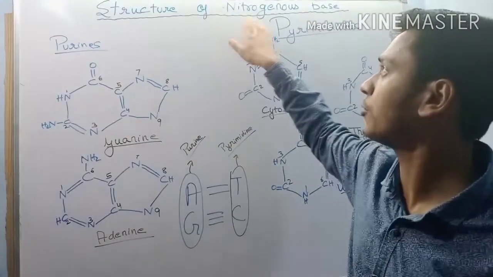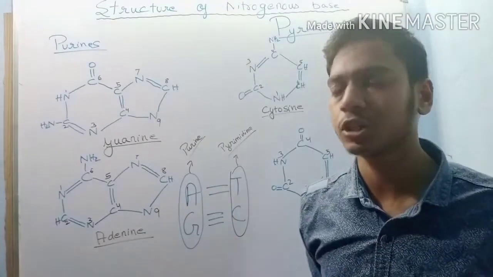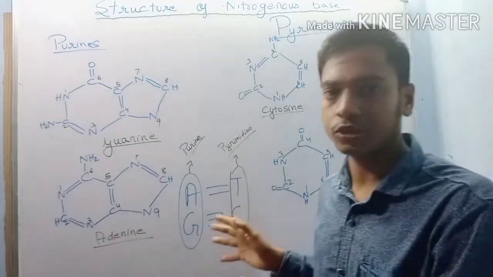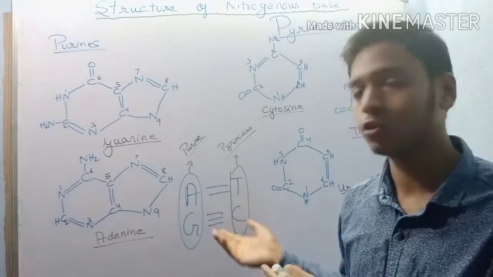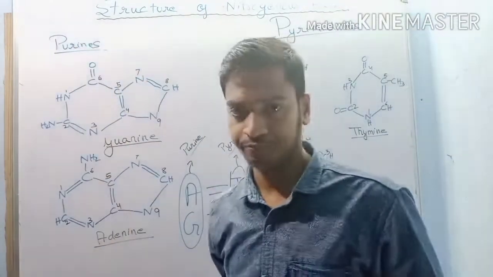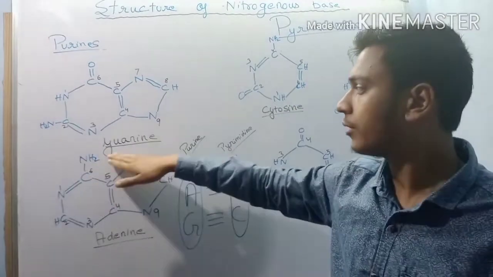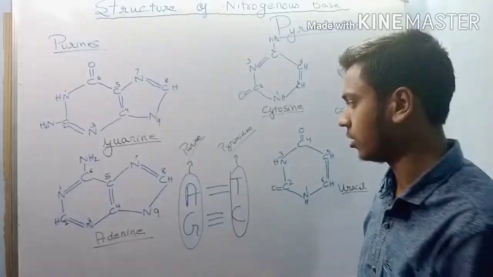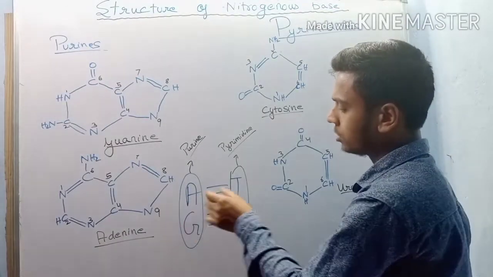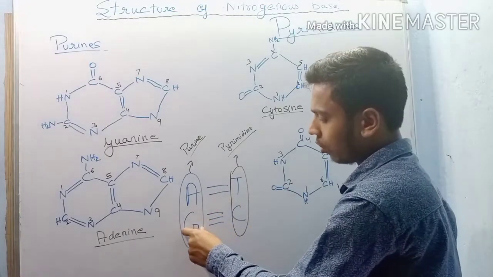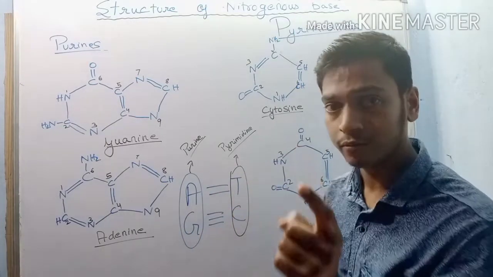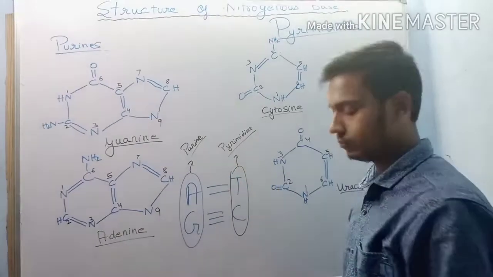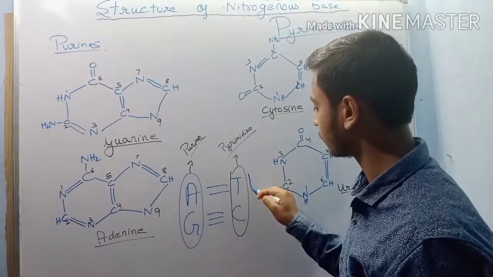Now we will discuss the detailed structure of guanine, adenine, cytosine, thymine and uracil, and how they are attached. First, coming to purine, as we have discussed earlier, guanine and adenine are there. Adenine always combines with thymine, guanine always combines with cytosine. But when DNA forms RNA, then in place of thymine, uracil is formed.